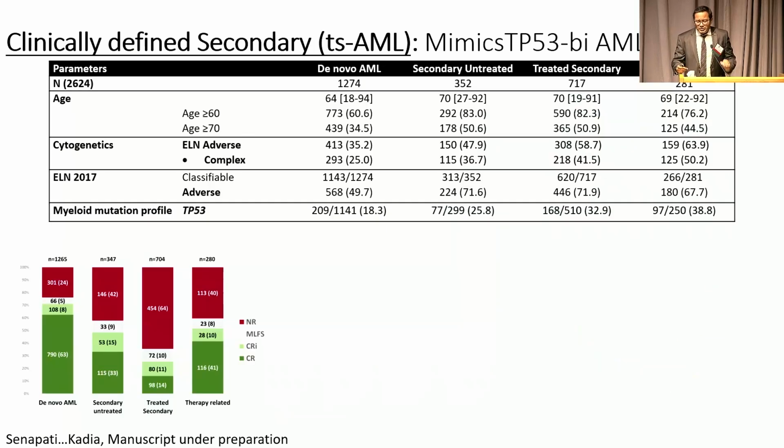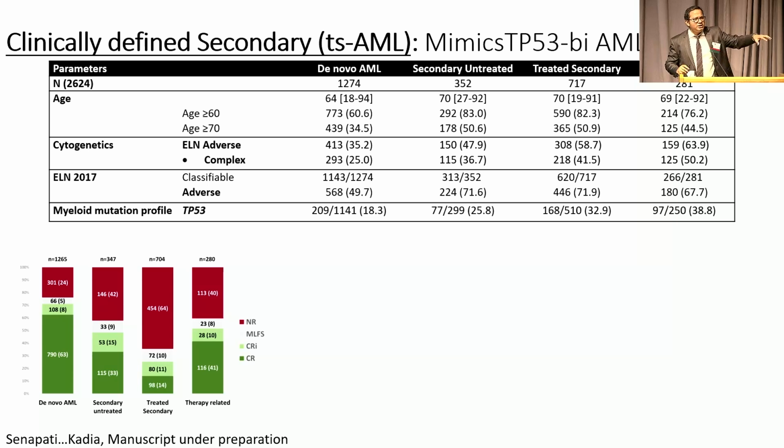Now, just the last part of my talk is about secondary AML. These are clinically defined secondary AML. So these are patients who might not always have a TP53 mutation. They might not always have mutations which are known in MDS because they're clinically defined secondary AML. But the highest risk among this group are the treated secondary AML.